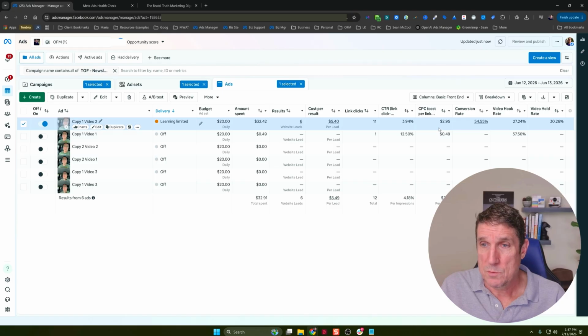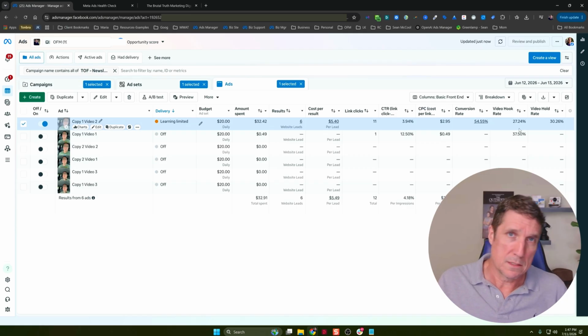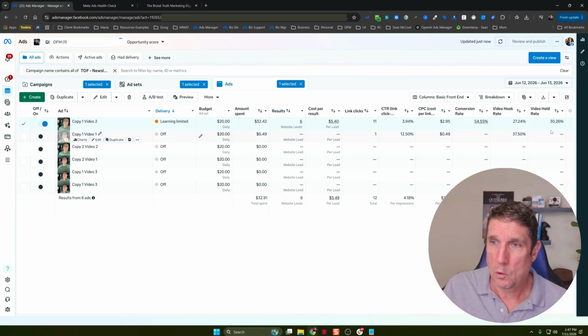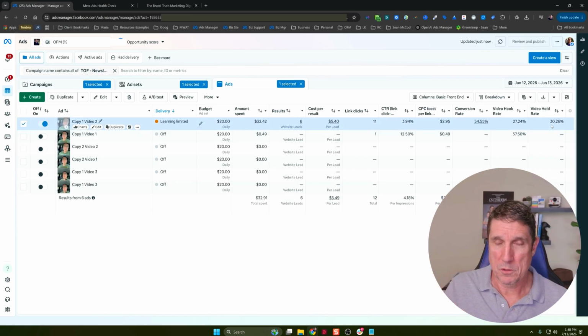Right here is the cost per click. This is the conversion rate. So in other words, how many link clicks did I get versus how many leads did I get? So it converted 54%, which is great. You're going to see that change though here in a minute. This is my video hook rate. What that means is people who watched at least 3 seconds. And then the hold rate is the percentage of the people who, after they watched 3 seconds, made it past 15 seconds.